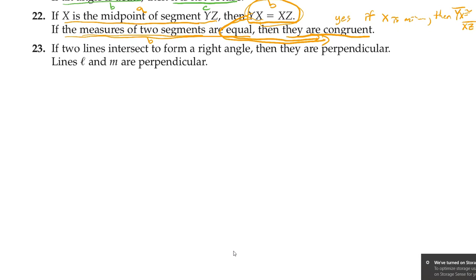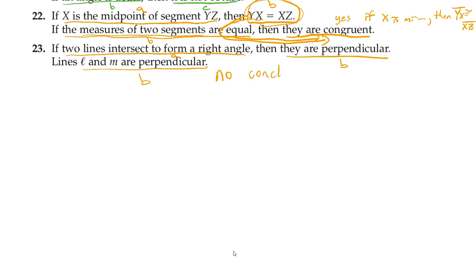So we got: if two lines intersect to form a right angle, okay, that's our A. If two lines form a right angle, then they are perpendicular. That's good. And lines L and M are, oh my gosh, it's that same thing over and over. They keep giving us the conclusion. We cannot go backwards with the converse, so no valid conclusion for this last one.